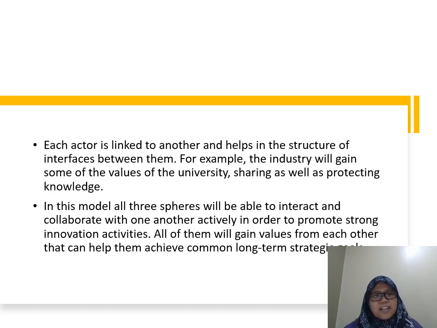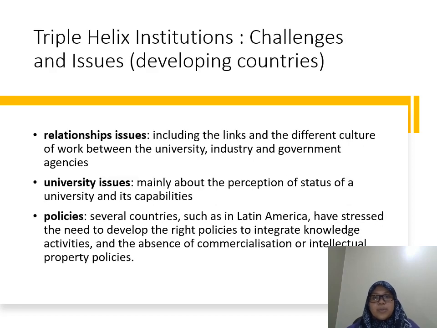So in this model, all three spheres will be able to interact and collaborate with one another actively in order to promote strong innovation activities. All of them will gain values from each other that can help them to achieve common long-term strategic goals. In developing countries especially, the triple helix institutions face challenges and issues, which are relationship issues, university issues, and policy issues. These three issues you need to know.